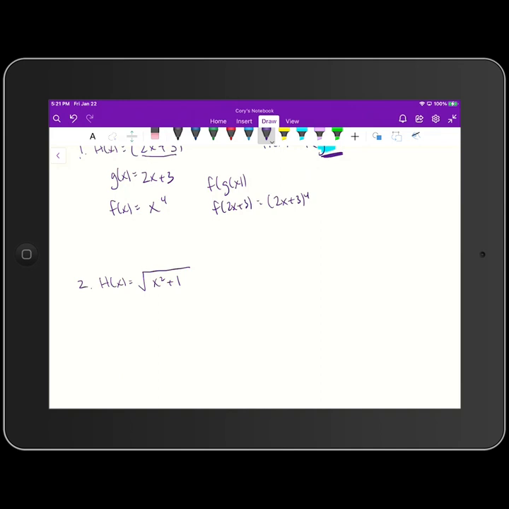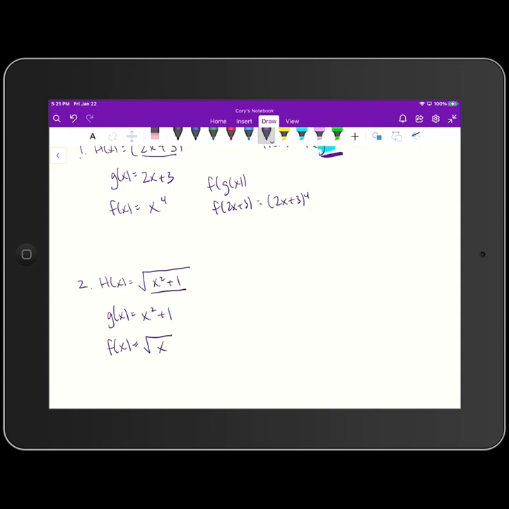Okay, so when we look at this one here, our inner function is this function right here, x squared plus 1. So that's our function g of x. What function are we plugging g of x into to get the square root of x squared plus 1? We are plugging that into the function square root of x.